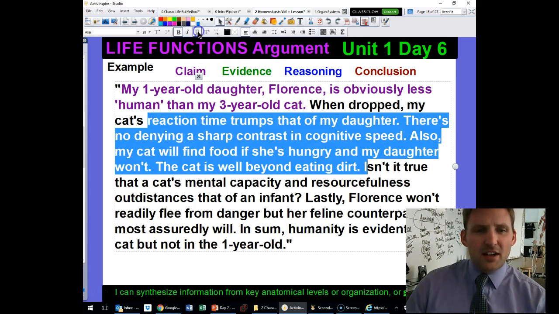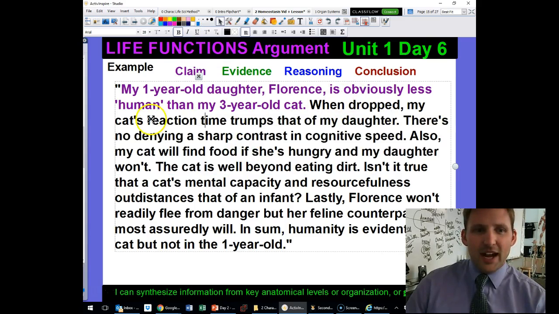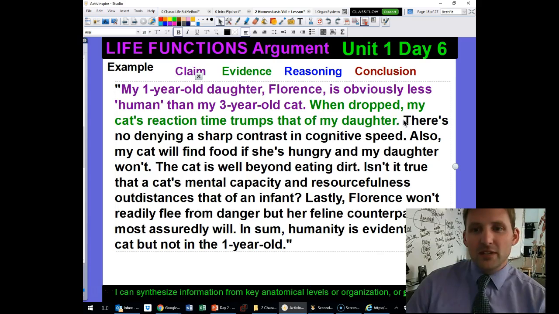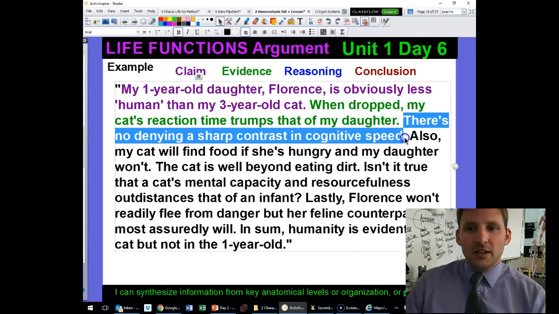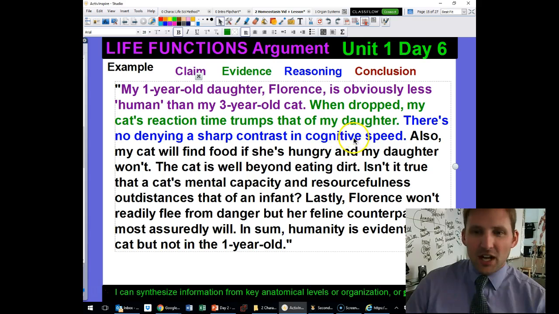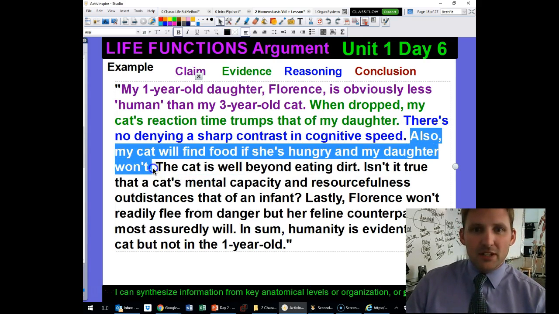So for me, I actually had this not underlined at all. So my cat's reaction time. I think reaction time is kind of an argument, a piece of evidence. So that is what I'd say is the evidence, not really scientific quantitative evidence, just an argument. And this would be my reasoning. So I'm trying to back up my reason. When dropped, the cat's reaction time. So I said cognitive speed and reaction time. I'm explaining what that means. Also, my cat will find food if she's hungry. My daughter won't. So that's my evidence. That's my green.